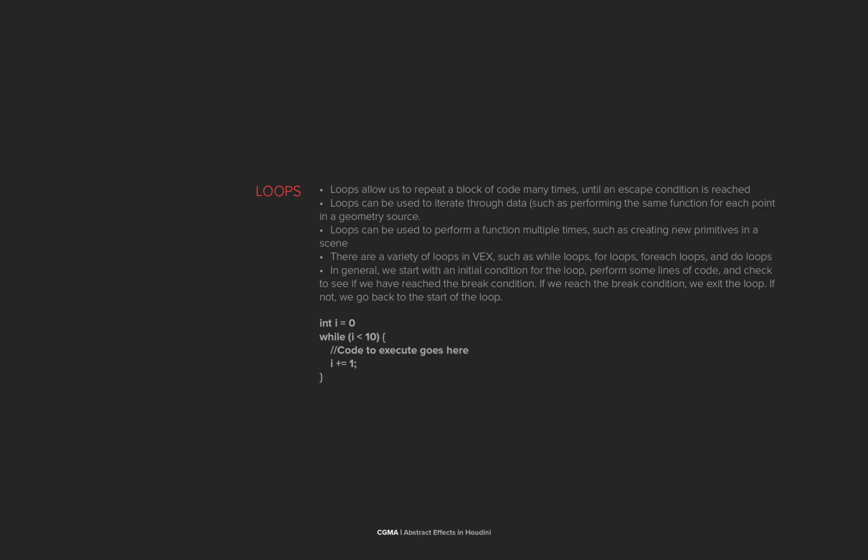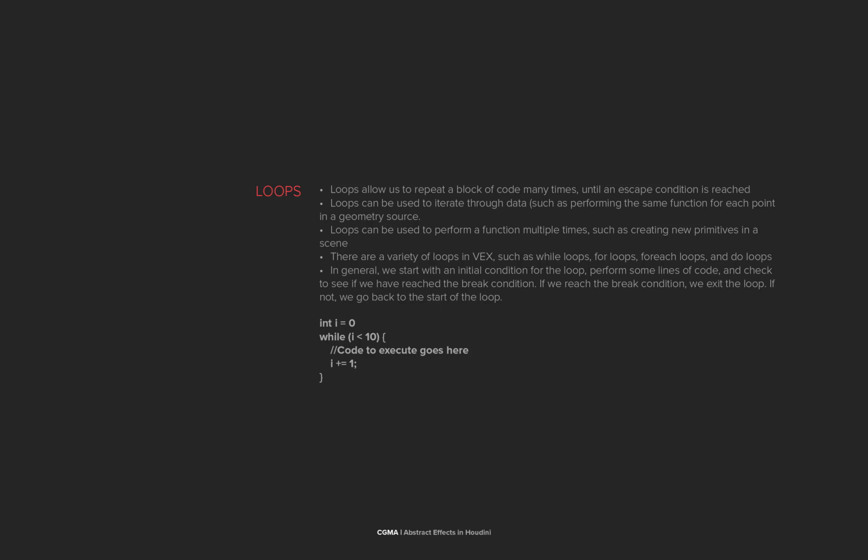Loops are great because they allow us to do repetitive tasks inside code. We can have blocks of code that will execute numerous times and keep going and going until they reach some sort of condition that causes them to exit and then begin reading the code in a regular fashion from top to bottom again. We can use them to iterate through data, such as performing the same function for each point in a geometry source. We can also use them to perform a function multiple times, such as creating a new primitive in a scene. We could create 10 primitives just by looping 10 times and setting some values there.